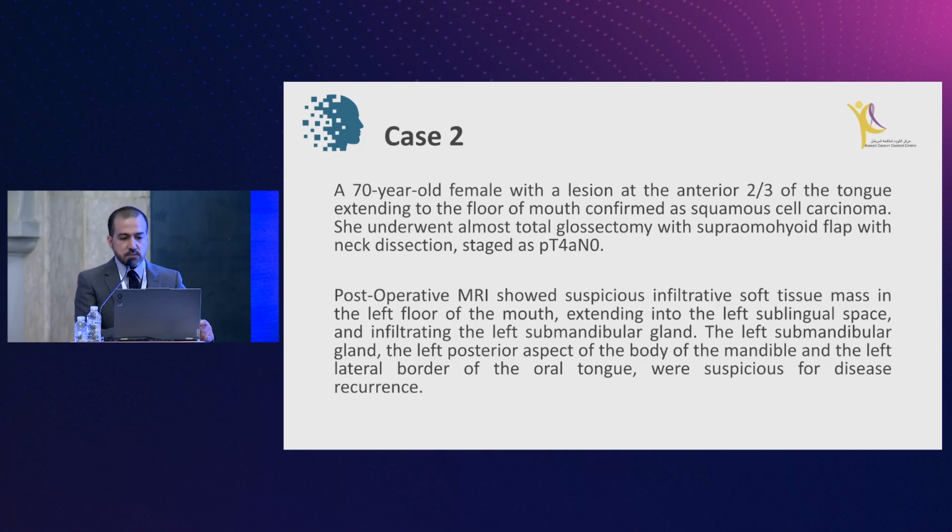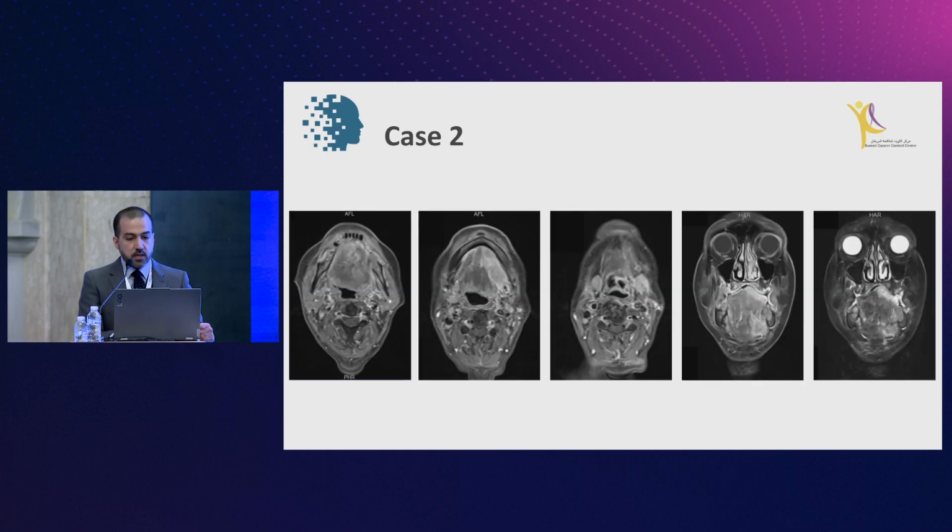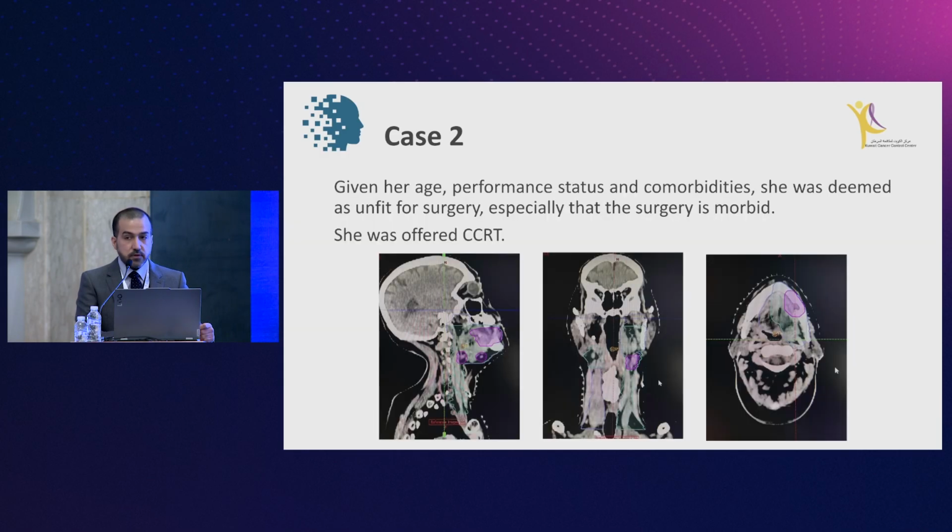it's showing a suspicious infiltrative soft tissue mass in the left floor of mouth, extending to the left sublingual space and infiltrating through the left submandibular gland. So I'm sure you can appreciate here the extent of the disease, as well as the invasion into the mandible. Given her age, she was unfit for another surgery, so the plan was to proceed with chemoradiation.